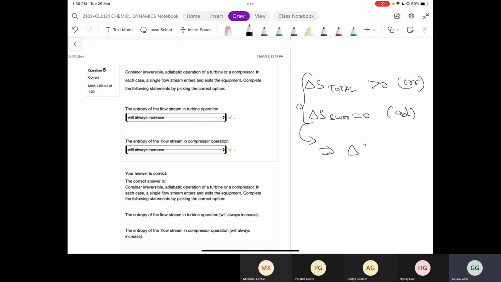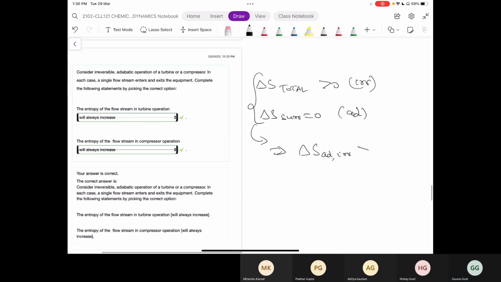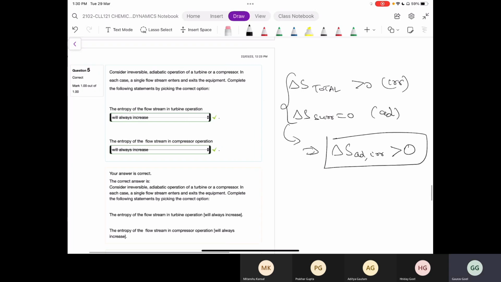From here, I can conclude that delta S of the system in any adiabatic irreversible process, it does not matter whether turbine, compressor, or anything else in the world, I can give a general statement. Entropy change of the system in an adiabatic irreversible process would always be positive. In fact, this statement has been given in the lecture class also.